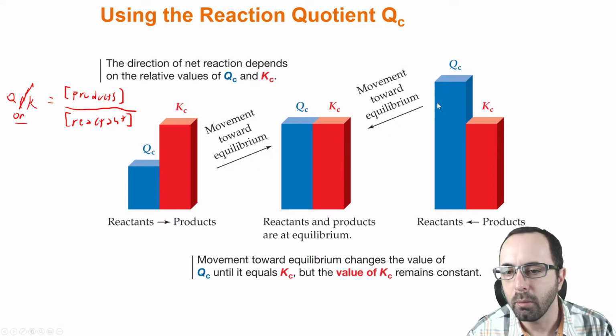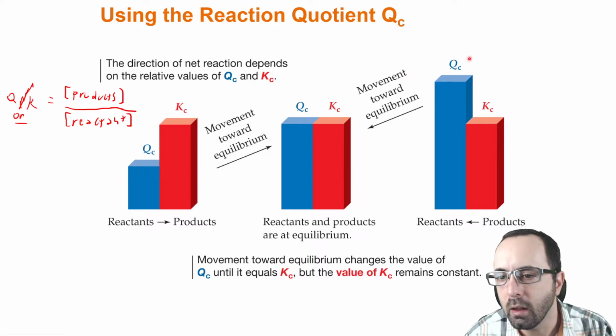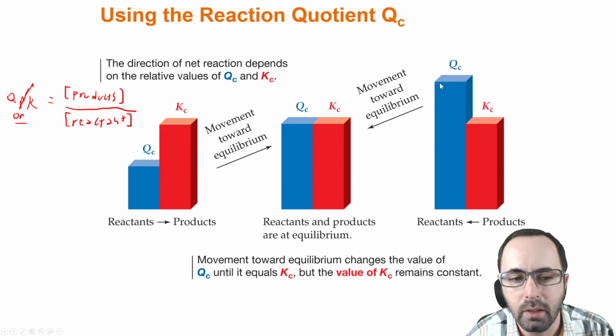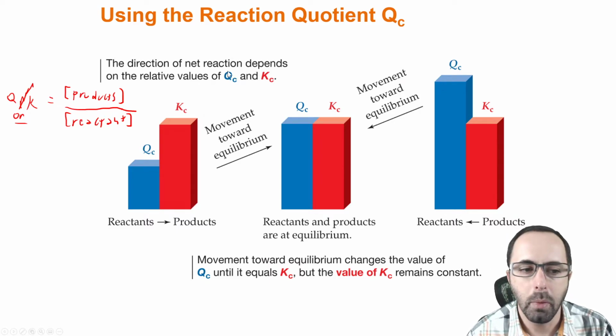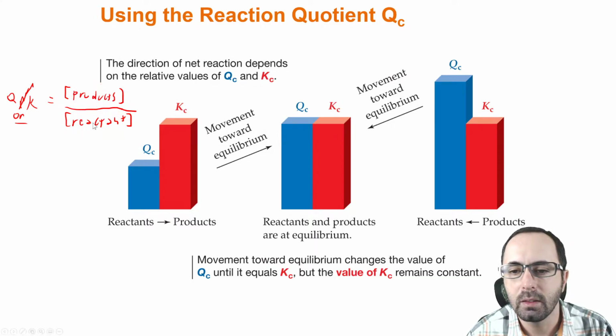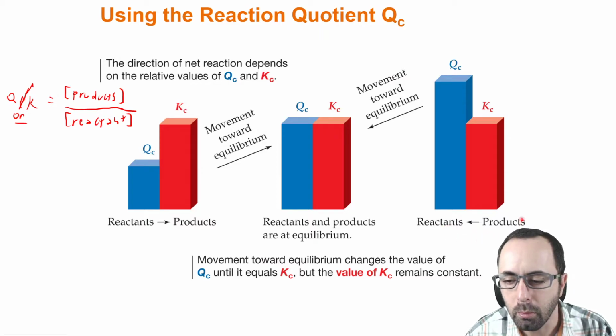Now on the other end of the spectrum, if you calculate a Q and that Q is very large compared to K, what that means is compared to K, there are more products than there would be at equilibrium and less reactants. And so a large Q means that you have more products than you should have if you are at equilibrium. So the reaction is going to go in the backwards direction here, or we would say it will move towards the left, from products towards making reactants.